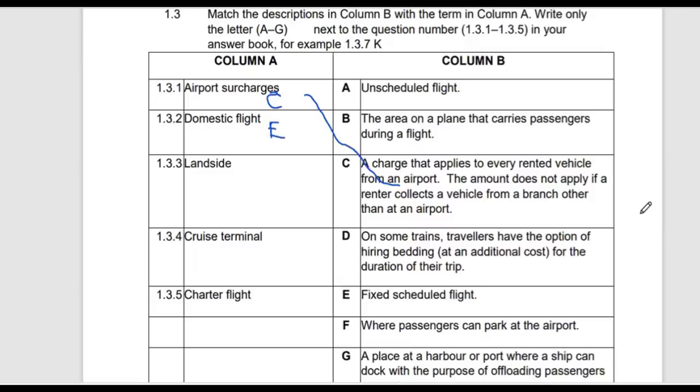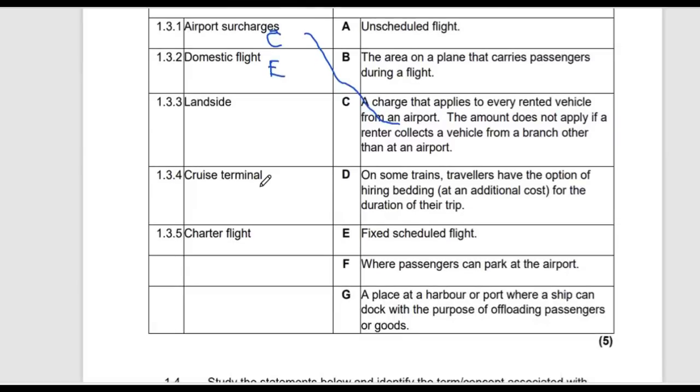Then when we talk about the landside, we are talking about where passengers can park at an airport, which is represented by the letter F. That is what we refer to as landside. Then a cruise terminal refers to a place at a harbor or a port where a ship can dock with the purpose of offloading passengers or goods. So the correct answer here will be the letter G. This is known as a cruise terminal.